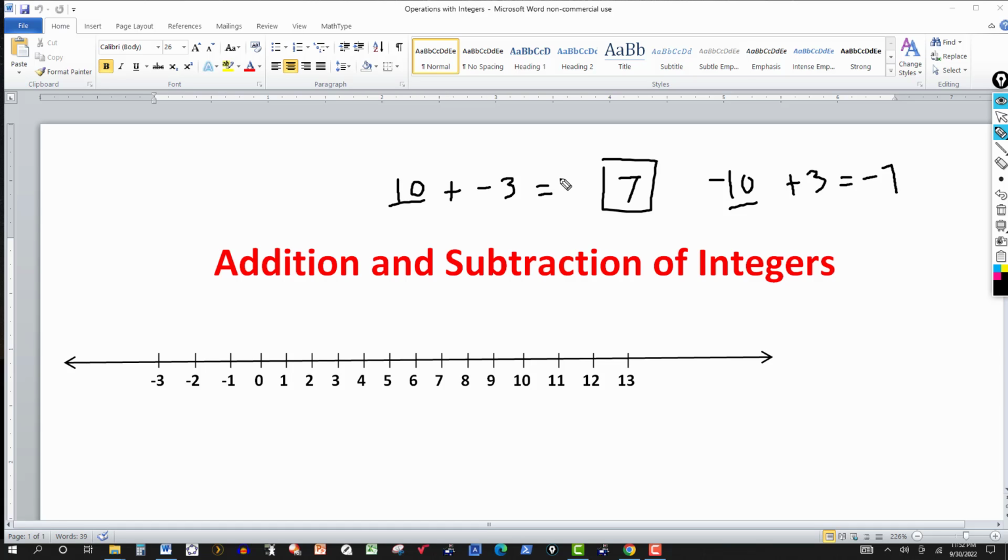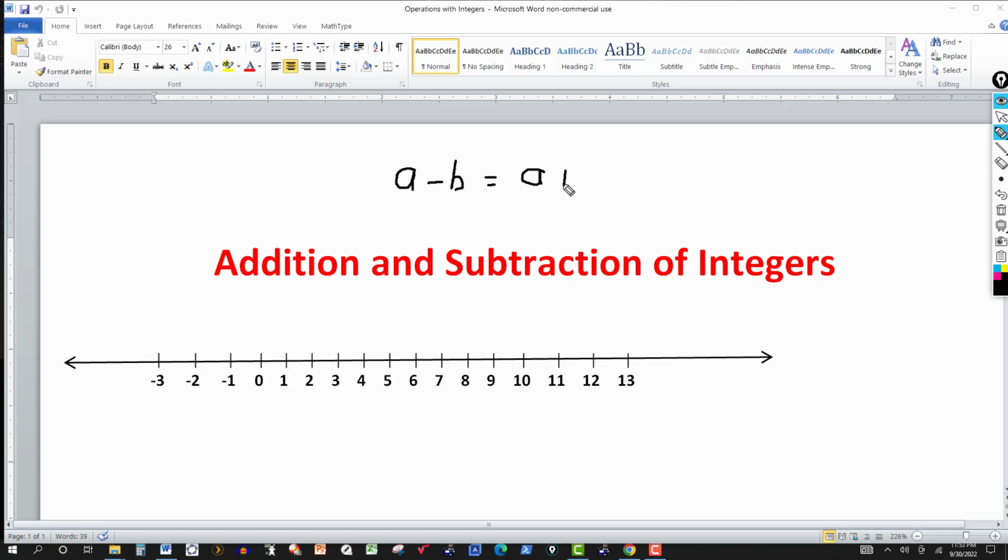Now those are the rules for addition. For subtraction, just remember this. If you have A subtract B, so here we're saying that A and B are integers, A subtract B, that's the same thing as A add the opposite of B. And then once you have this set up, you can solve it using the rules we just went over, or use the number line.